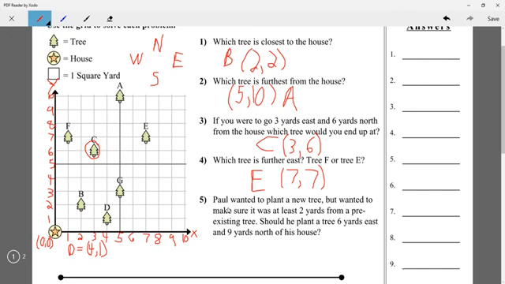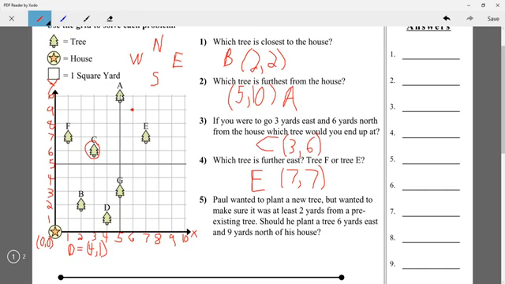And let's see number 5. Paul wanted to plant a new tree, but wanted to make sure it was at least 2 yards from a pre-existing tree. Okay, should he plant a tree 6 yards east and 9 yards north of his house? Alright, so let's find out. 6 yards east, 9 yards north of his house. Okay, so that would be right there. He says he wants it to be at least 2 yards from a pre-existing tree.